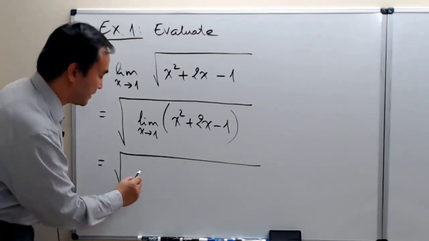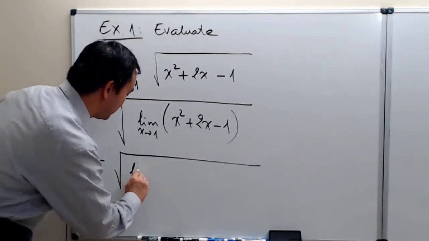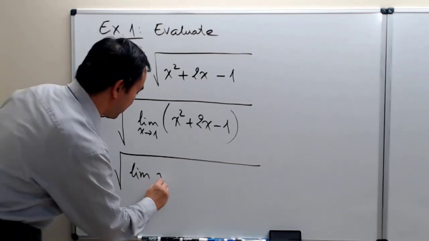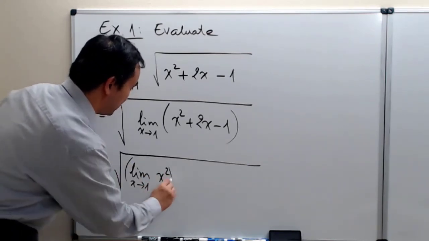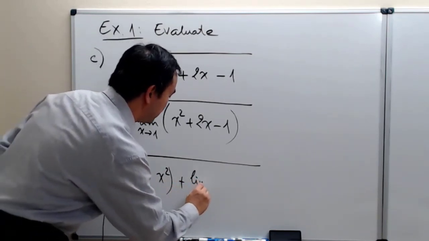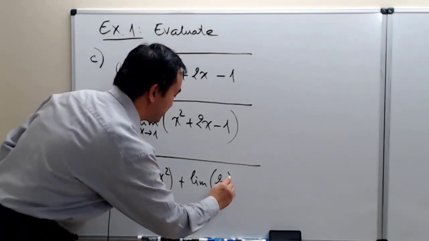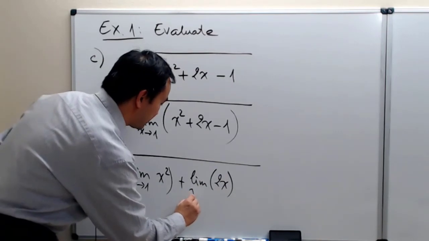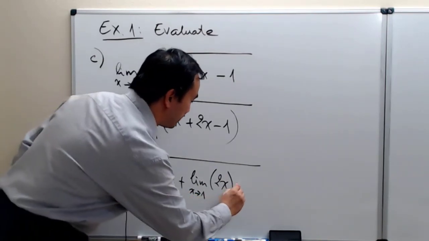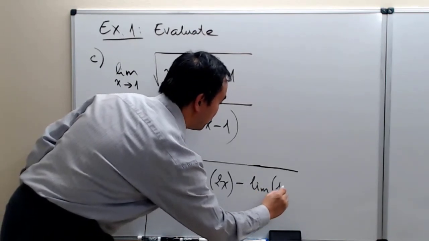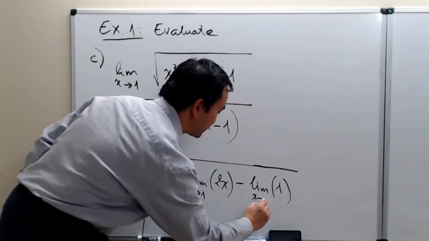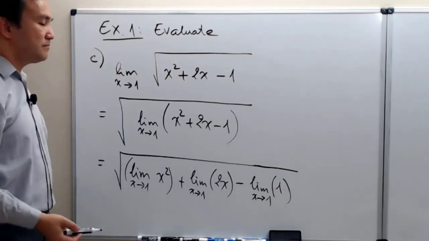And so now I can see that I need to tear it down into 3 separate terms. There's the limit of x squared, letting x get close to 1. And then there's the limit of 2x by letting x get close to 1. And minus the limit of 1 as a constant by letting x get close to 1.